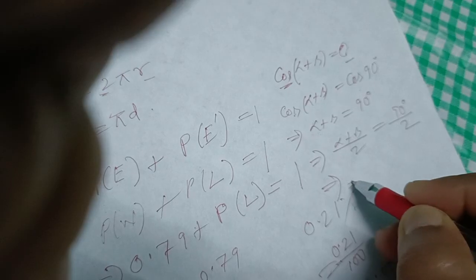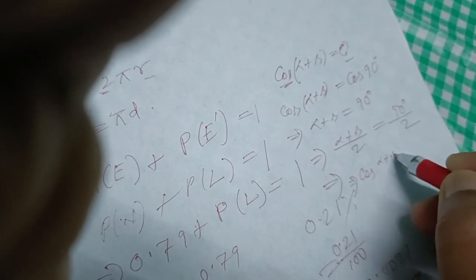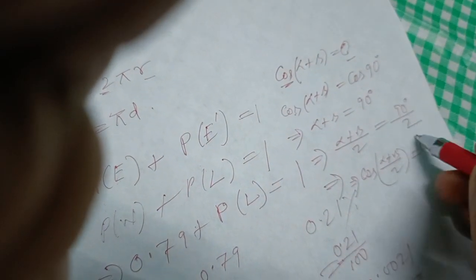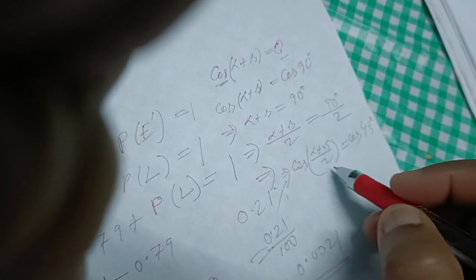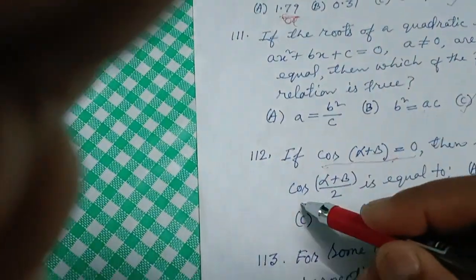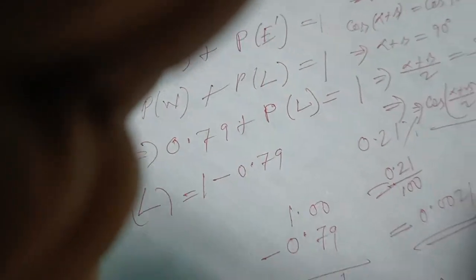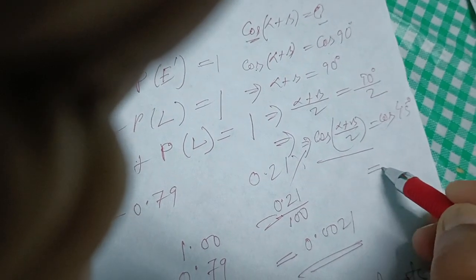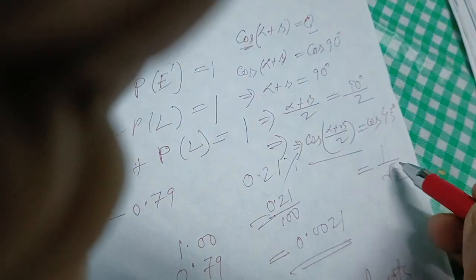Now you see, if you write cos of (alpha plus beta) by 2, the ratio is cos, and 90 by 2, you know, is 45. Clear? So 45. Now you have to find the value of this angle. Cos((alpha plus beta)/2) is equal to cos 45 degree, and the cos 45 degree value we know is 1 by root 2. So cos((alpha plus beta)/2) will be 1 by root 2.